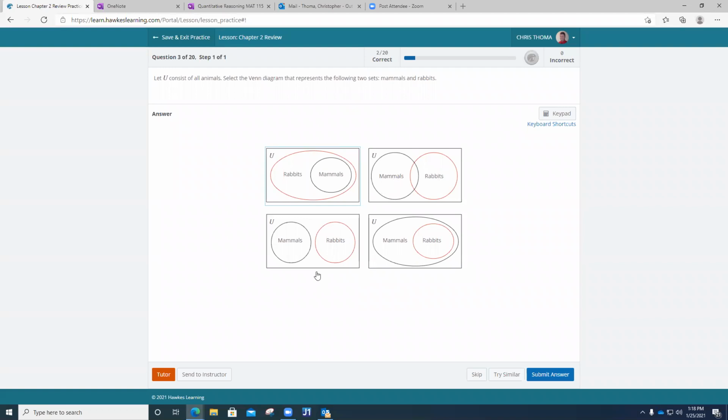So that one's out. This one is what we call disjoint or mutually exclusive. They do not connect. So they have nothing in common. Well, rabbits are mammals, so they should touch. And then finally, our last one, we have all mammals, and in the group mammals, there is a subset of rabbits. So the fourth Venn diagram is the correct answer.